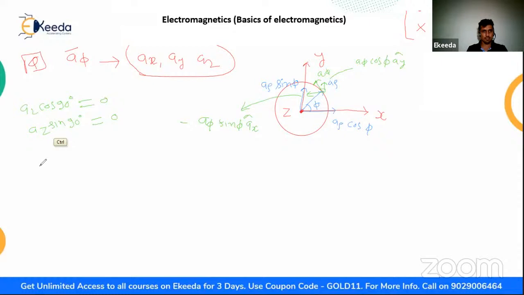Now I can simply write, in a different color, that this arrow vector is equal to arrow cos phi multiplied by ax cap, in the direction of this unit vector x cap. And the other component is along ay, so I will write arrow multiplied by sin phi in the direction of ay.